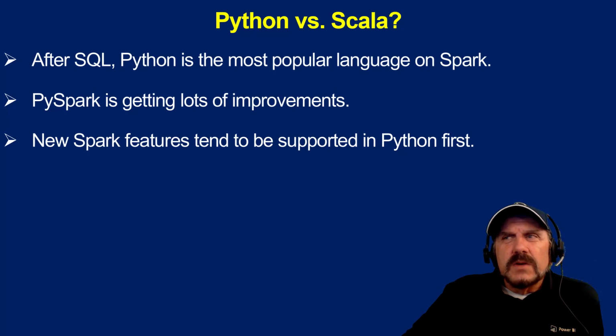This is something I've noticed, so take a look yourself. I'll look at documentation, and where five years ago I'd see Scala examples first, now I'm seeing Python in the examples first.